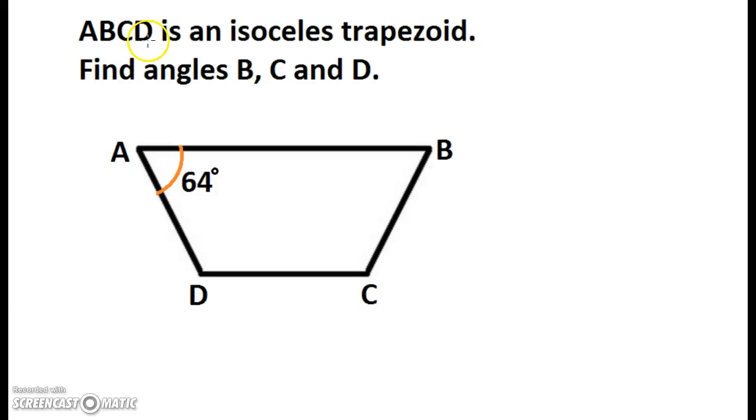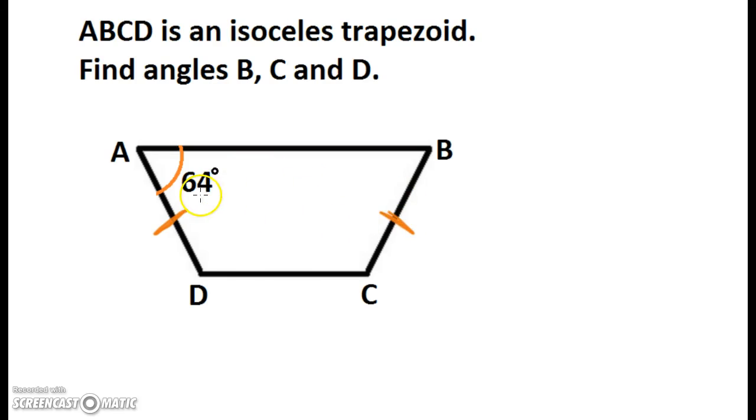This question says that figure ABCD is an isosceles trapezoid, and they give us angle A, and they ask us to find angles B, C, and D. All right, so the very first thing I get is that it's an isosceles trapezoid, which to me means that this side and this side are congruent.